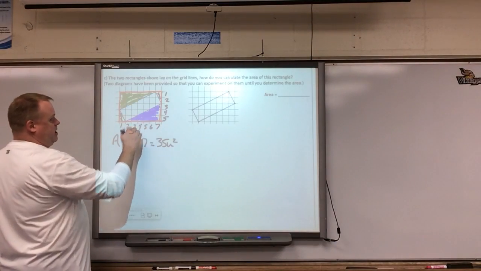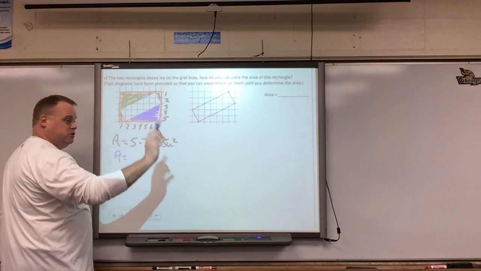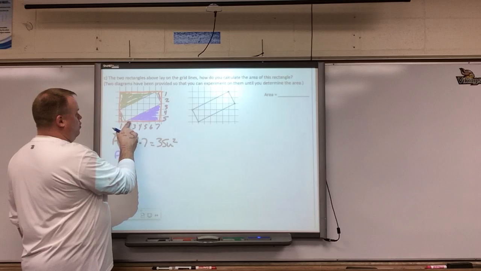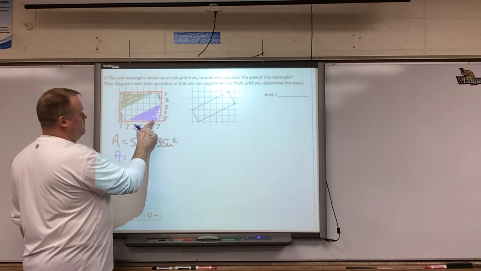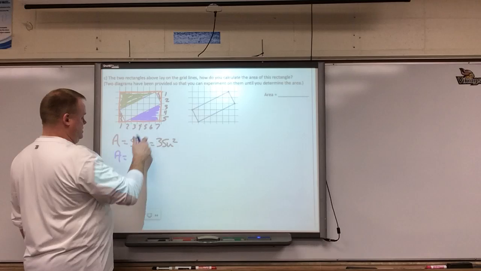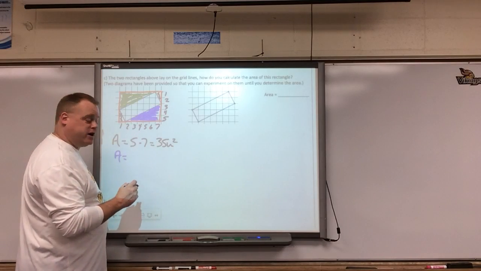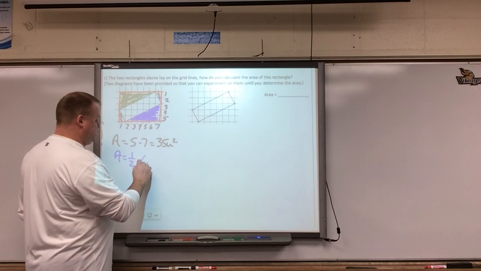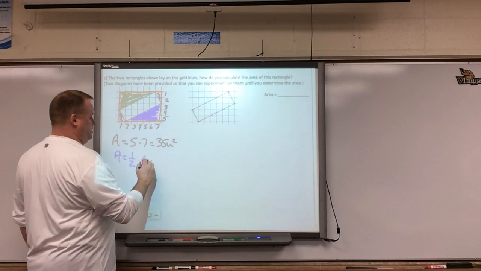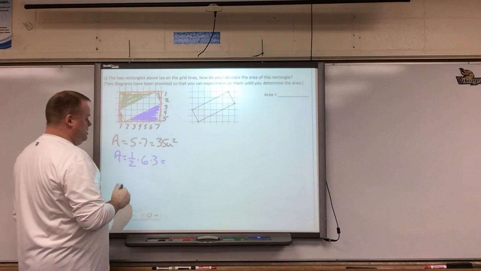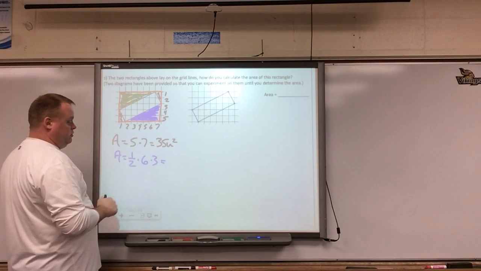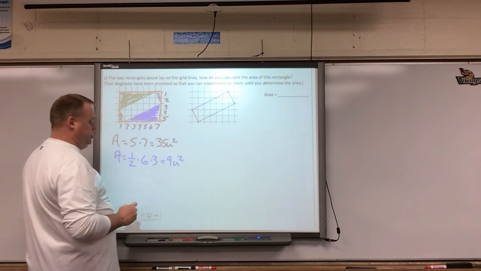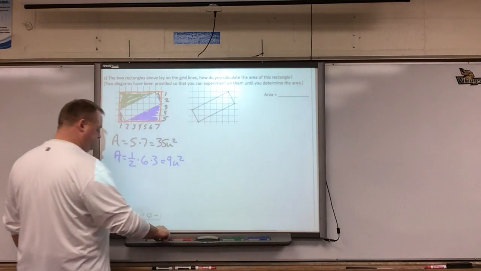So I want to find the area of the blue. Now notice I'm using blue to go along with my blue. Well, let's count it. 1, 2, 3, 4, 5, 6. So what's the formula for a triangle? 1/2 times base times height, right? So my base is 6, my height, 1, 2, 3, times 3. So 1/2 times 6 times 3, well 6 times 3 is 18, times 1/2 is 9. So this is 9 units squared.